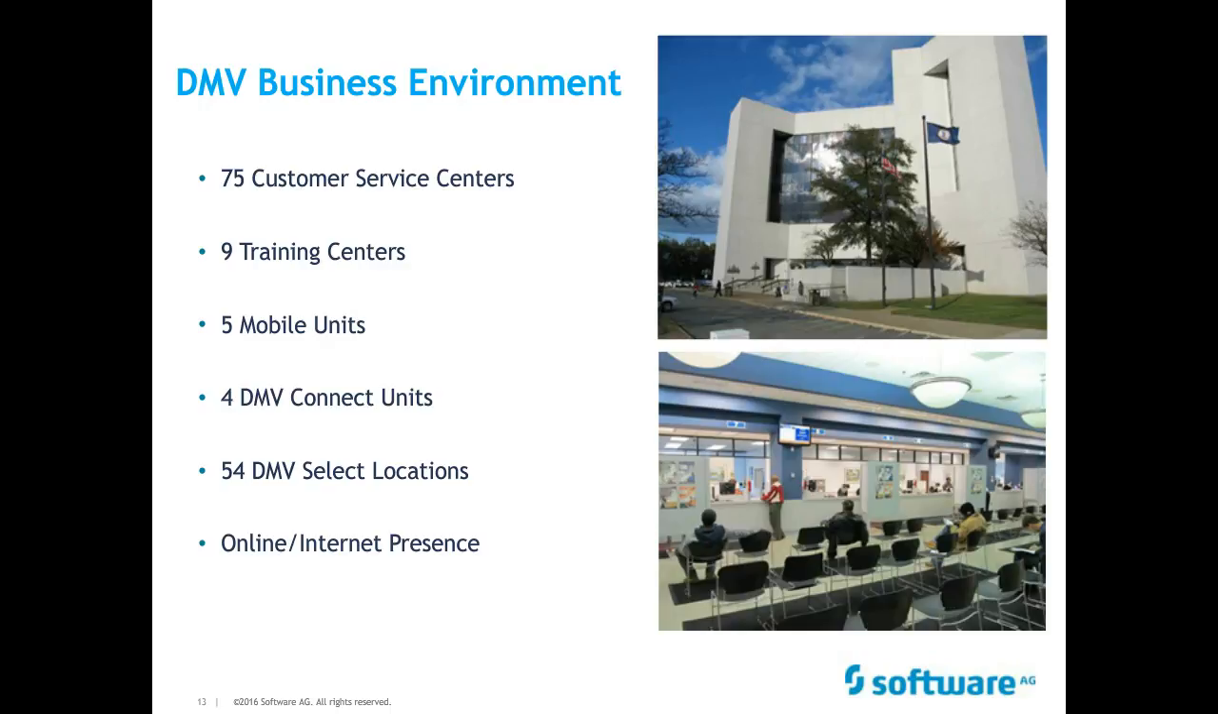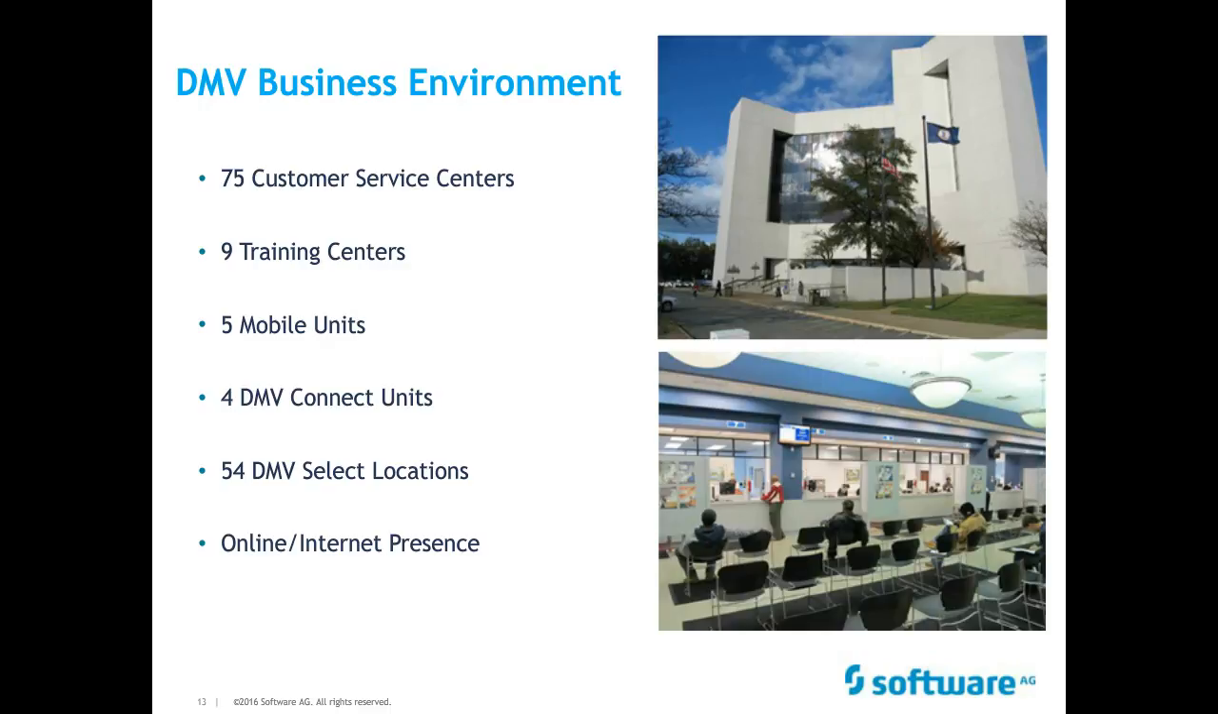One of our most recent integrations was with the Department of Health, and we can print birth certificates and death certificates, and we also have easy pass transponders at different locations. We have 9 training centers. We have 5 mobile units that are in big RVs, and they can process all transactions that a brick-and-mortar CSC can process. We have 4 DMV Connect units. These are mobile units in a suitcase, basically.